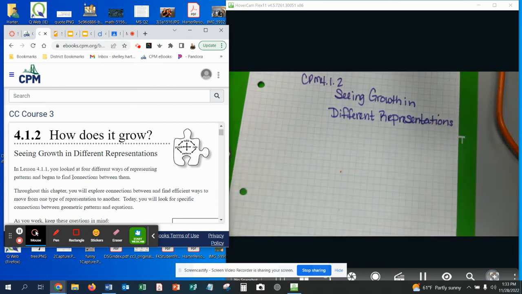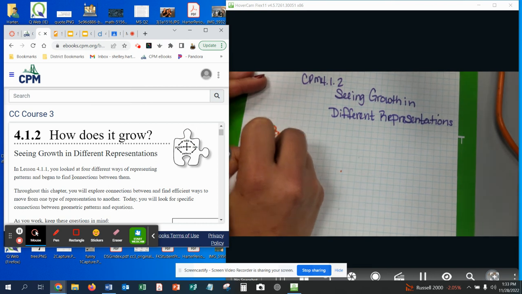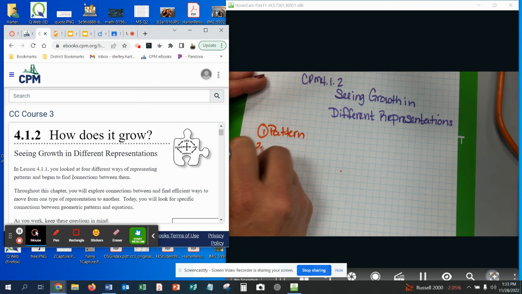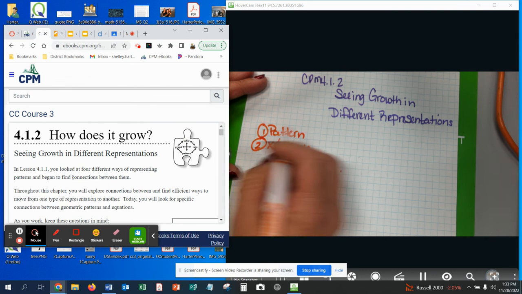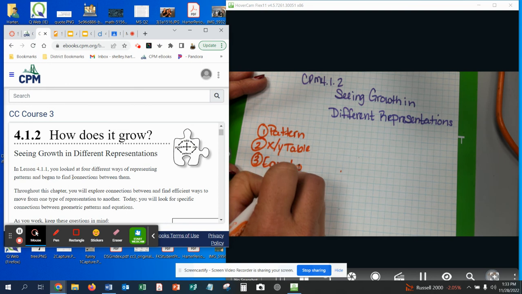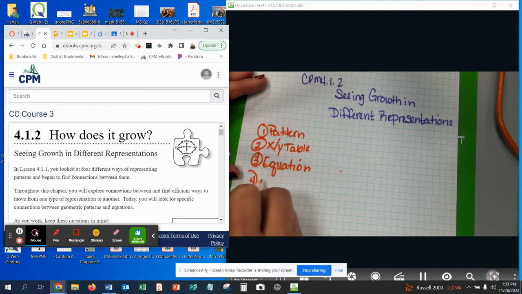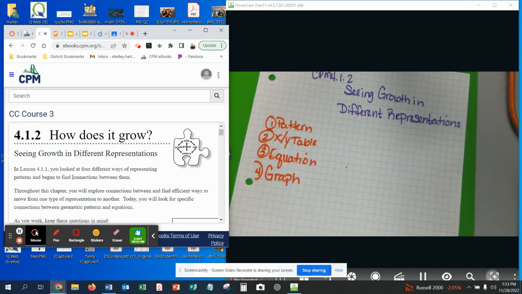All right, so you'll notice that these are on your desks, but there's going to be 4 things that are involved with these. 1, a pattern, 2, an X and Y table, 3, an equation, 4, a graph. Like I said, these 4 things are actually on one of the desks near you. Please do not rip them off.